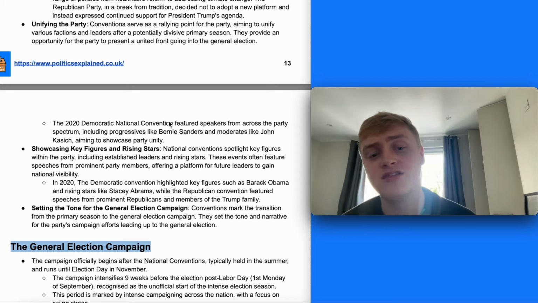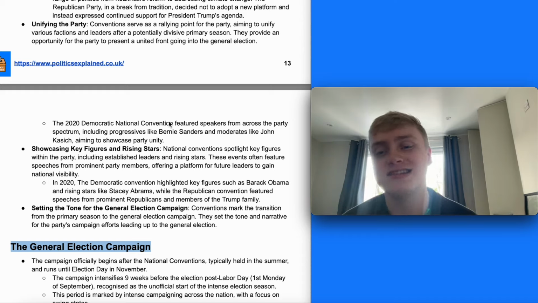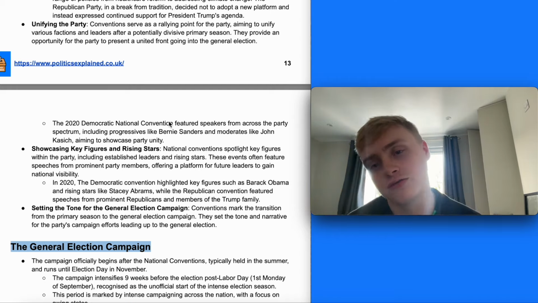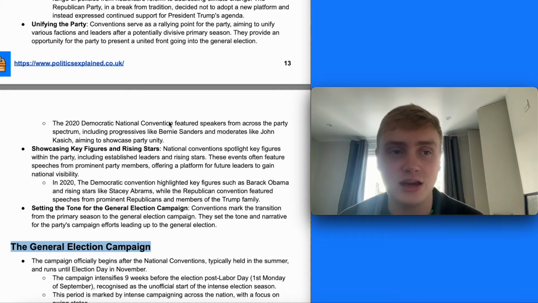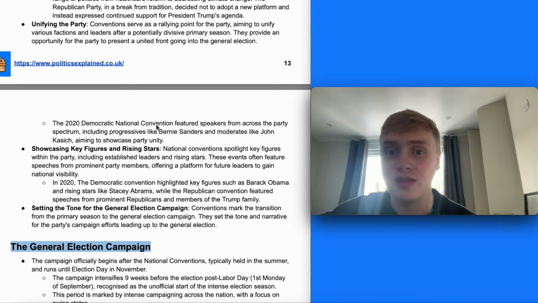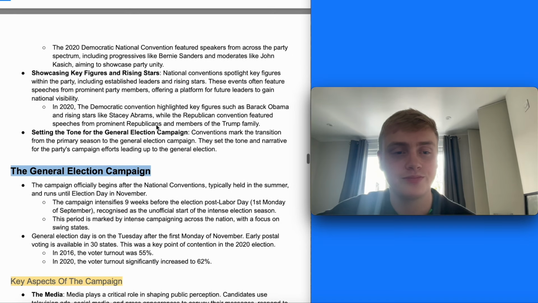In terms of setting the tone for the general election, they also mark the transition from the primary season to the general election campaign, and a tone where it becomes a Democratic versus Republican fight, rather than previously, up to now, when it was all about who each party is going to select within the party, and that was the key focus.